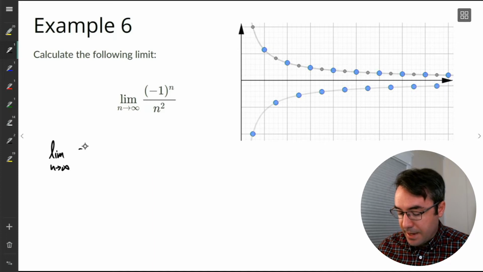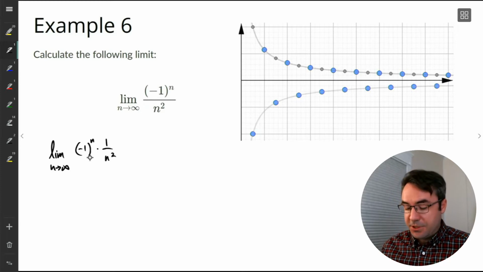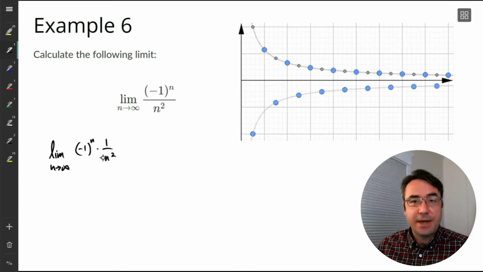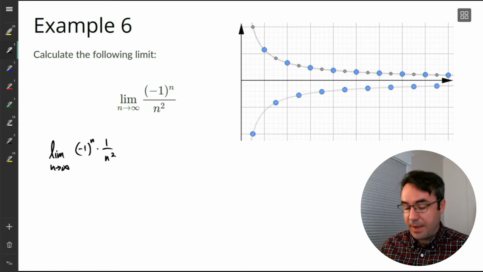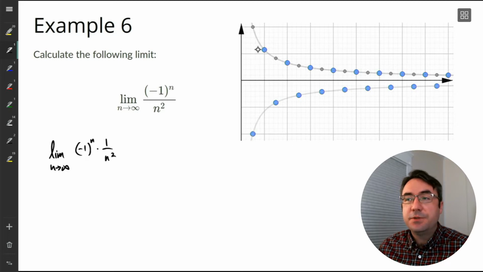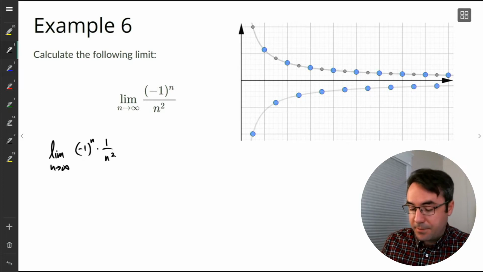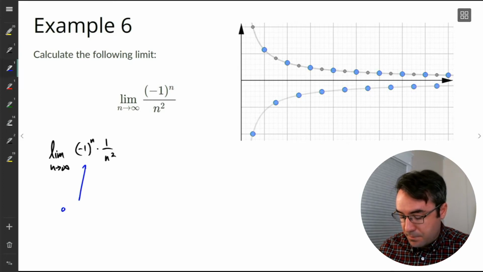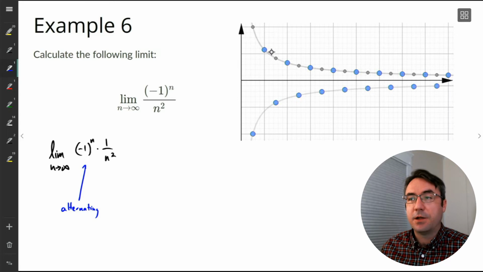So we're going to look at -1 raised to the power n times 1 over n squared. And let's just consider what each of these pieces is doing separately. So we know the -1 to the power n gives us the alternating aspect of it. And if we look at the graph of our sequence here, that's what we see. So we do see this alternating back and forth, negative, positive pattern. So that -1 to the n is giving us that alternating negative, positive pattern.